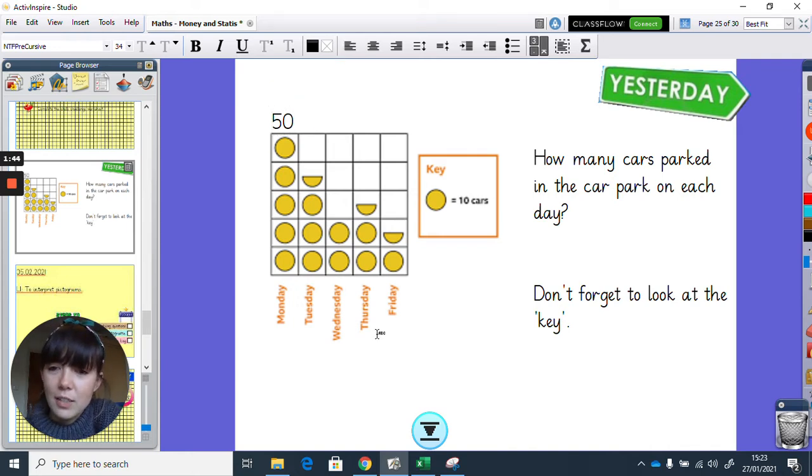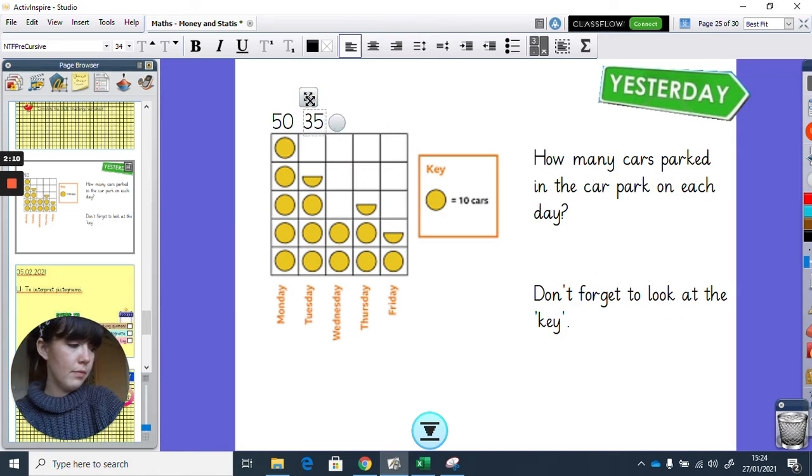Now, Tuesday looks a little bit different, doesn't it? We know that we've got 10, 20, 30 cars parked, but then what's this? This is just half of this. So what's half of 10? It's 5. So we know that on Tuesday, 10, 20, 30, 35 cars were parked.